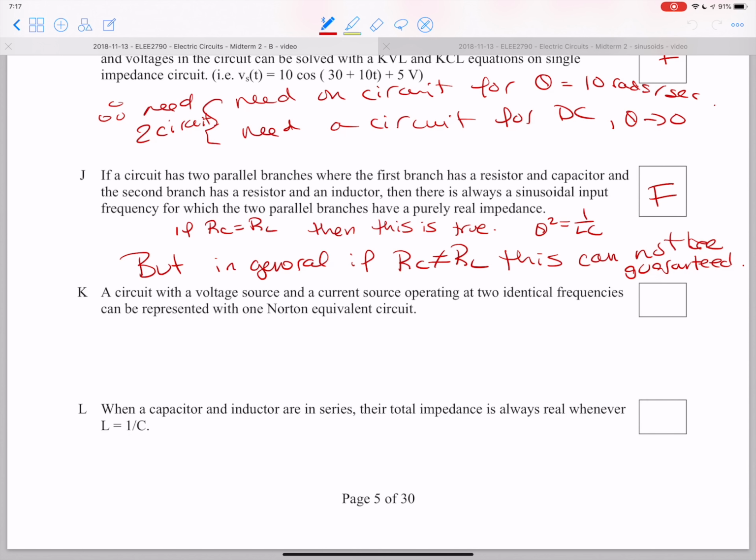Part K. A circuit with a voltage source and a current source operating at two identical frequencies can be represented with one Norton equivalent circuit. This statement is true. We know that as long as there's one impedance circuit, every impedance circuit has either a Norton or Thevenin equivalent. Since there is only one frequency, there's one impedance circuit, and this is true.